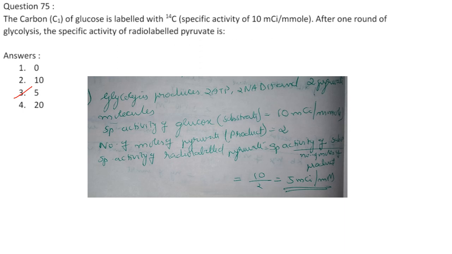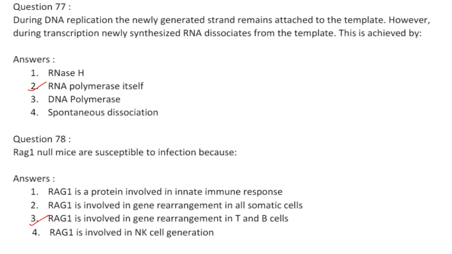Then the carbon 1 of glucose is labeled with C14, specific activity of 10 millicurie per millimole. After one round of glycolysis, the specific activity of radio labeled pyruvate is. So glycolysis produces 2 ATP, 2 NADH and 2 pyruvate molecules. Specific activity of glucose substrate is 10 mCi per mmole. Number of moles of pyruvate, that is 2. Specific activity of the radio labeled pyruvate is specific activity of substrate by number of moles of the product. So 10 by 2, that is 5. Answer is option 3. Then next one.